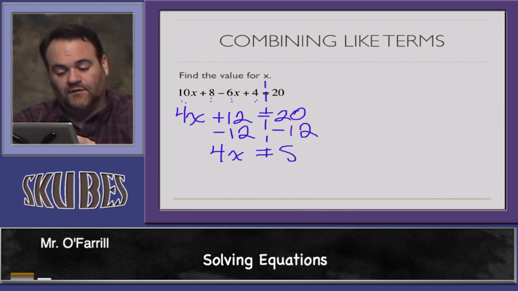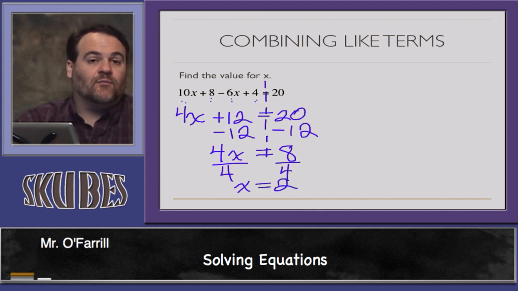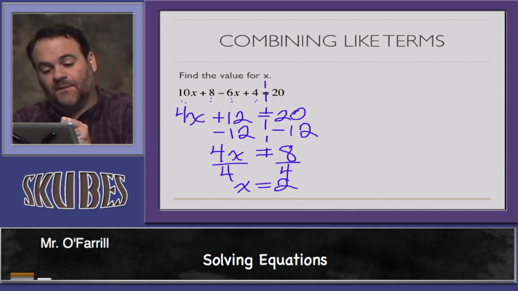20 minus 12 is 8. Then we'll divide both sides by 4. And apparently x equals 2. Now the best way to check this out, of course, is to plug it back into the original equation to see if it comes up with a true statement.